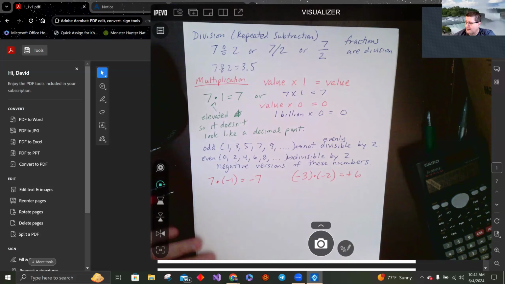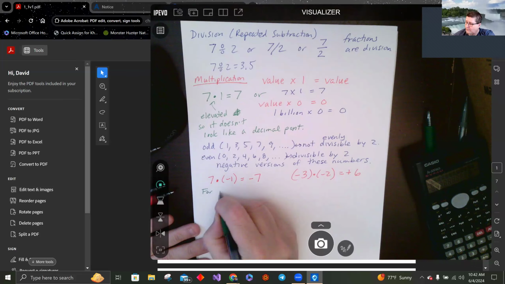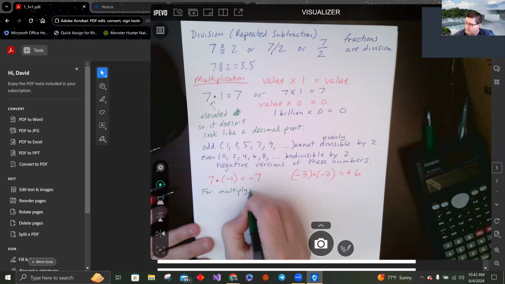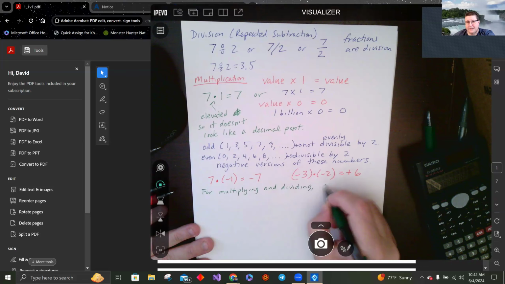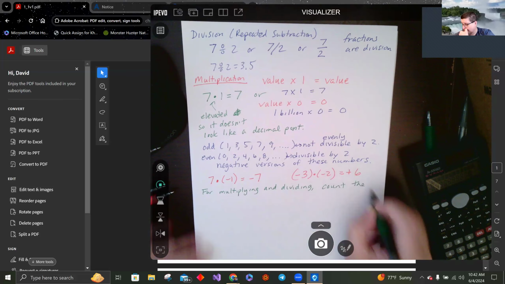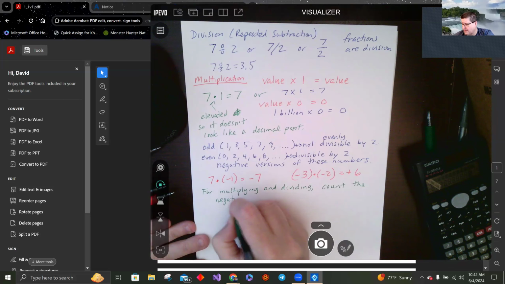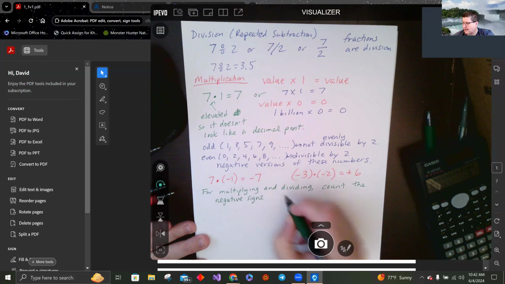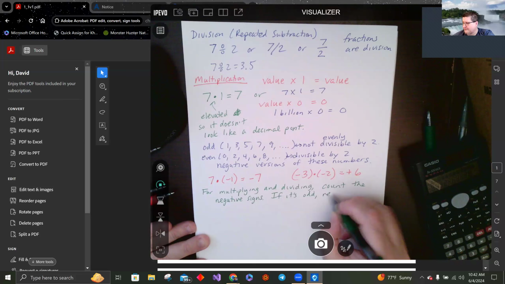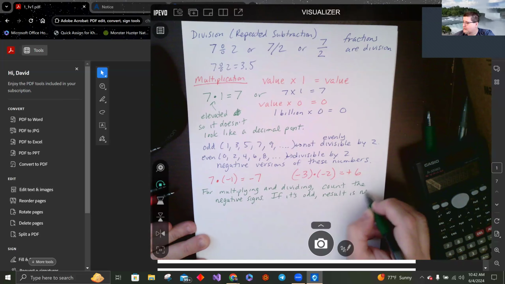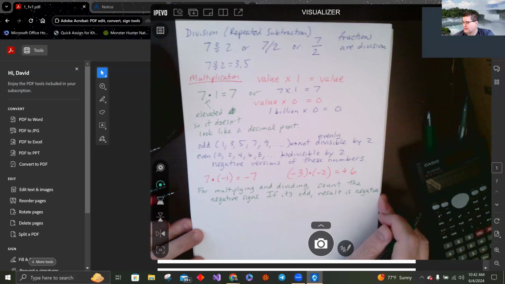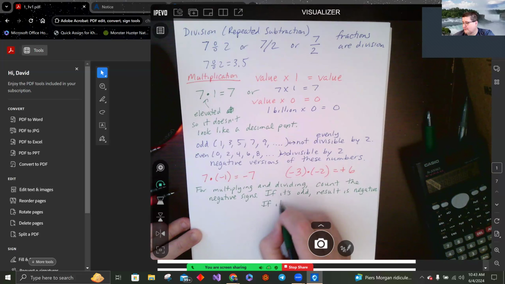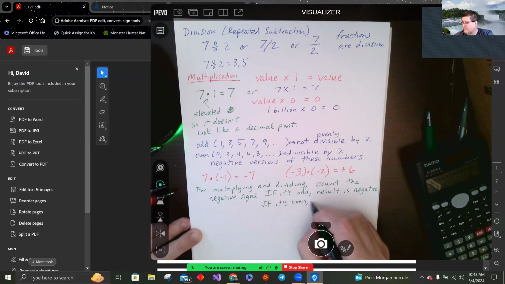So for multiplying and dividing, count the negative signs. If it's odd, the result is negative. If it's even, the result is positive.